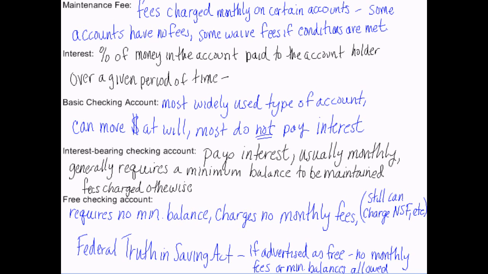Interest. You're talking about interest, you can either earn interest or you can pay interest. In a checking account or savings account, the idea is to earn interest. And interest is a percentage paid on the account balance over a given period of time. You can earn monthly interest or maybe annual interest, and they take the average balance for that period of time and they pay interest on it. Most checking accounts do not pay interest.